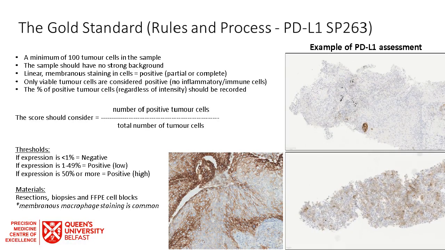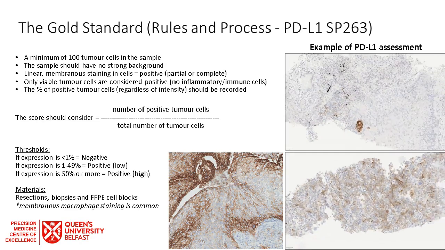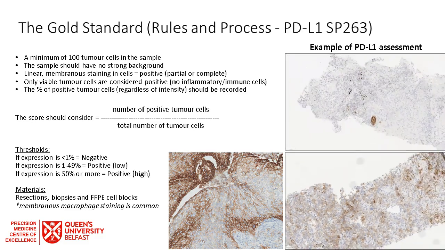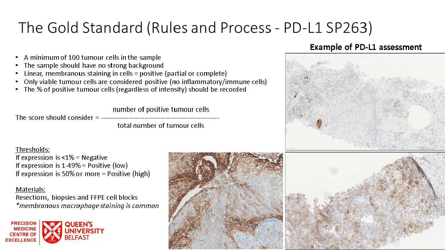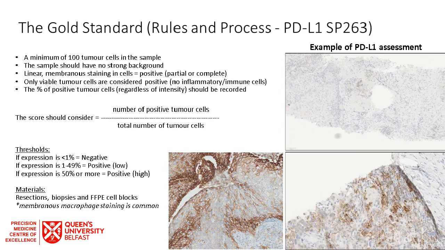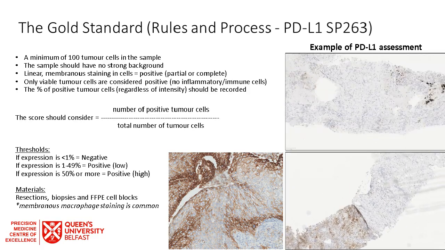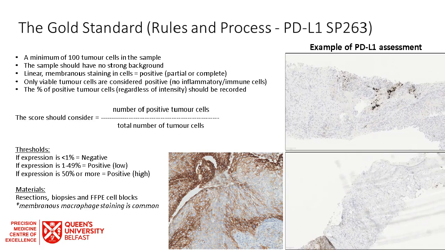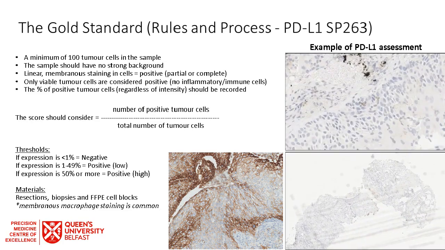So if you're unfamiliar with the assessment of PD-L1, these are the gold standard rules and procedures that a pathologist should follow when they're assessing PD-L1. There needs to be a minimum of 100 tumour cells within the sample. We would ideally like no strong background staining. And what you're looking for is partial or complete linear membranous staining on the tumour cells alone. So only viable tumour cells are considered positive. T-cell expression, you've got to discount any macrophages. So the scorer needs to consider the number of positive tumour cells in the sample over the total number of cells in the sample.